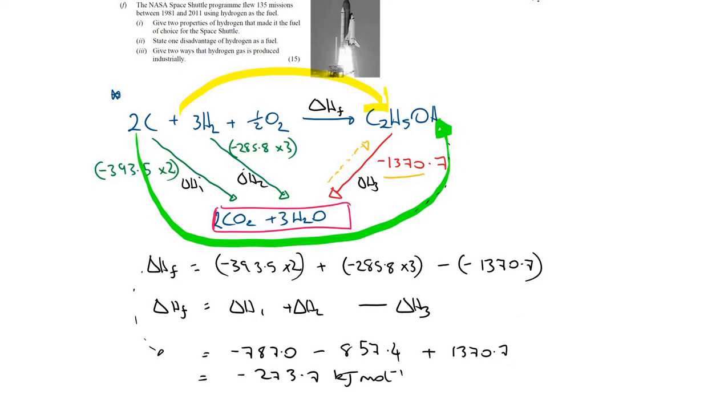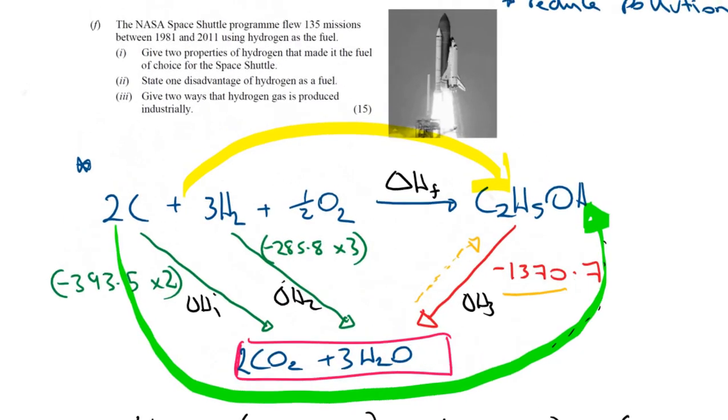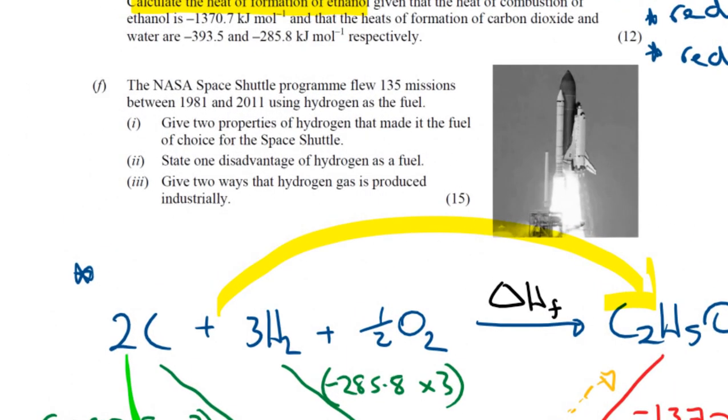So this is why I always advocate for drawing a Hess cycle in the reactions, because if you have an understanding of the energy changes, it's worthwhile doing. The last part of that question there, give two properties of hydrogen that made it the fuel of choice for the space shuttle. Well, hydrogen is not very dense, so it's very low in density. Also, hydrogen has got a very high energy content. It's really easy to burn.